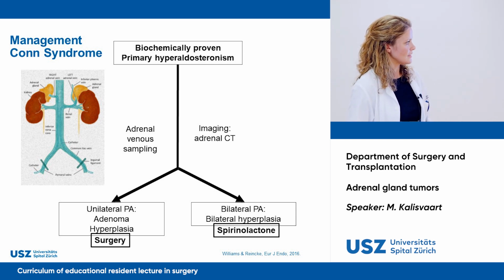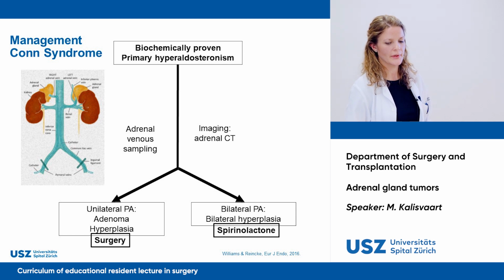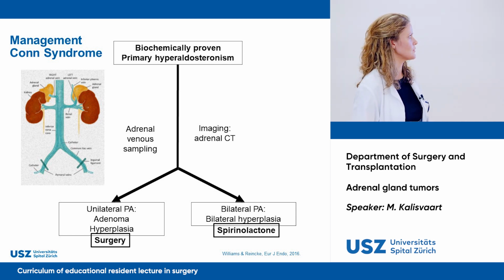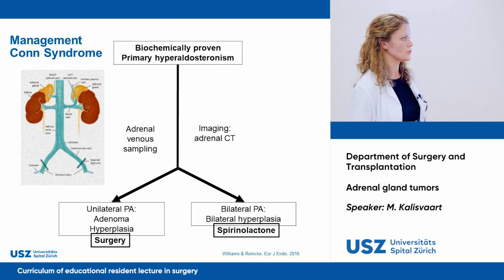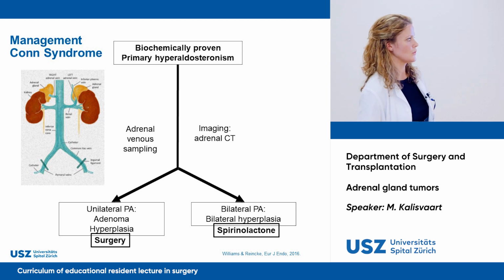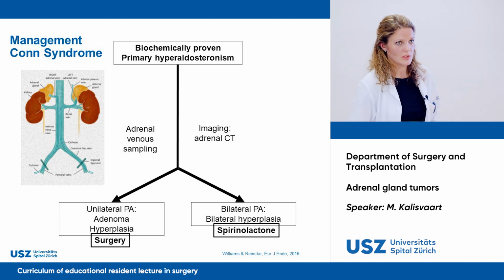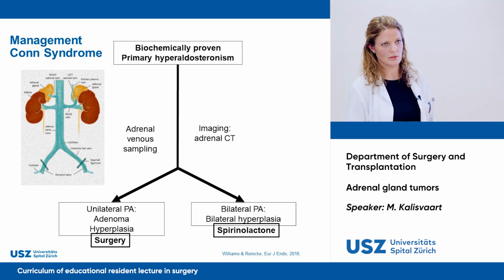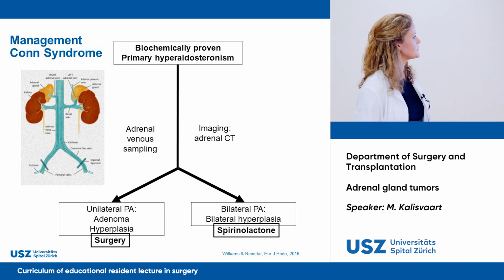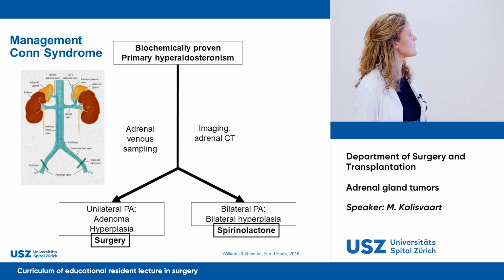Then it can be divided into two groups. You can have the unilateral Conn syndrome, which most of the time is an adenoma or hyperplasia, and a surgery should be considered. If it's bilateral, most of the time spironolactone will be started, because if you take out both adrenal glands, you will, of course, induce adrenal insufficiency, also known as Addison disease. We would like to avoid that.